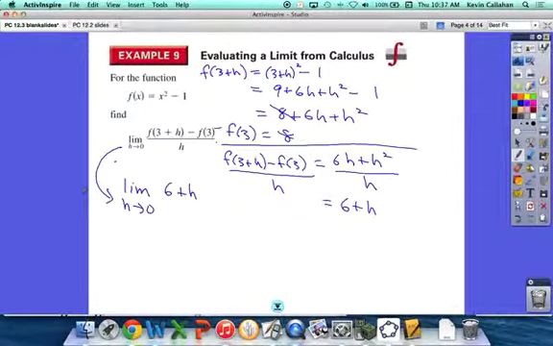Okay, now do direct substitution. What do you get? 6. So the limit is 6. So we started with an indeterminate form, and we just go ahead and simplify the difference quotient, and then we took the limit of what was left, and we got 6. Okay, we good. Good.